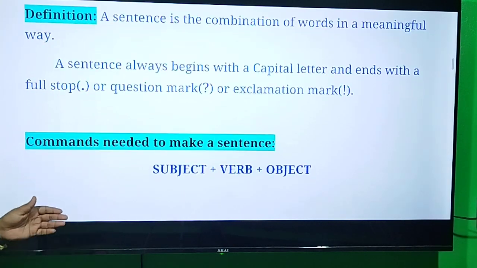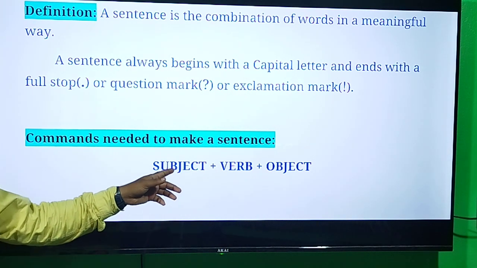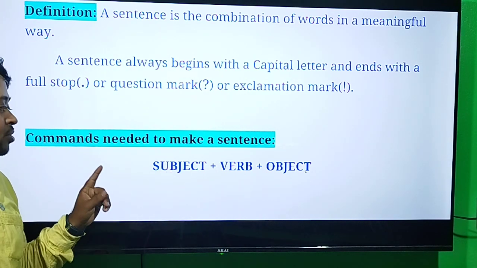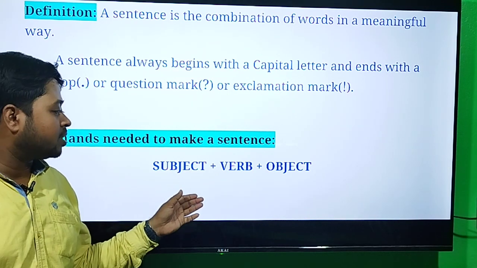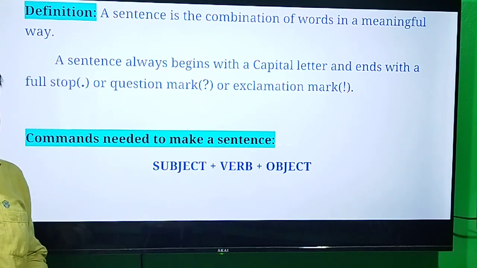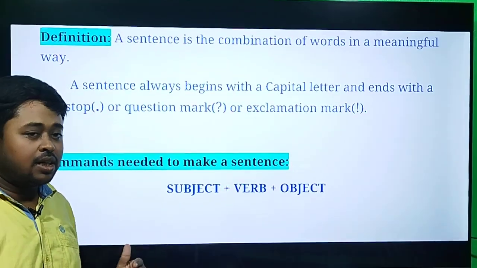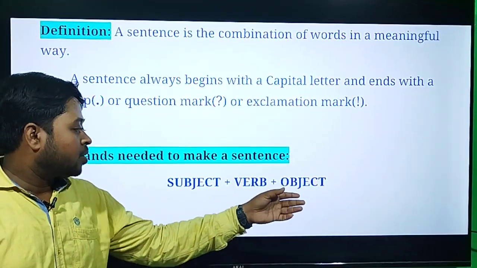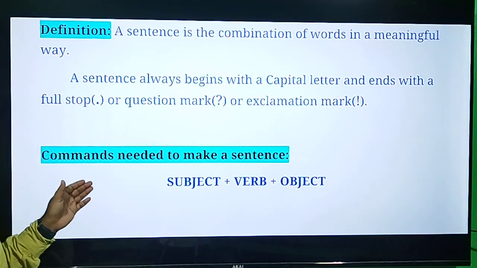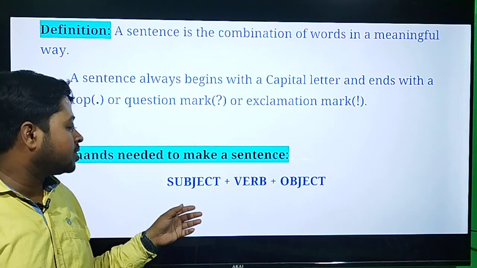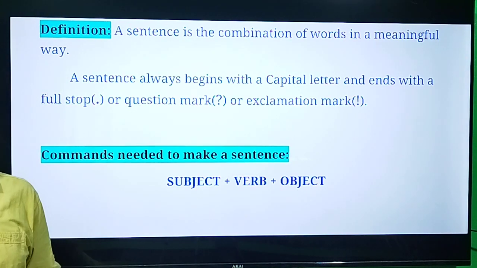And before that, we need to know the components to make a sentence. First of all, we have to take a subject. There should be a subject in a sentence, and it should be in the first position. And after the subject, there should be a verb. That verb can be regular or irregular, principal or auxiliary; that will not be important. And then we need an object. So the components we need to make a sentence are subject, verb, and then object. Okay.